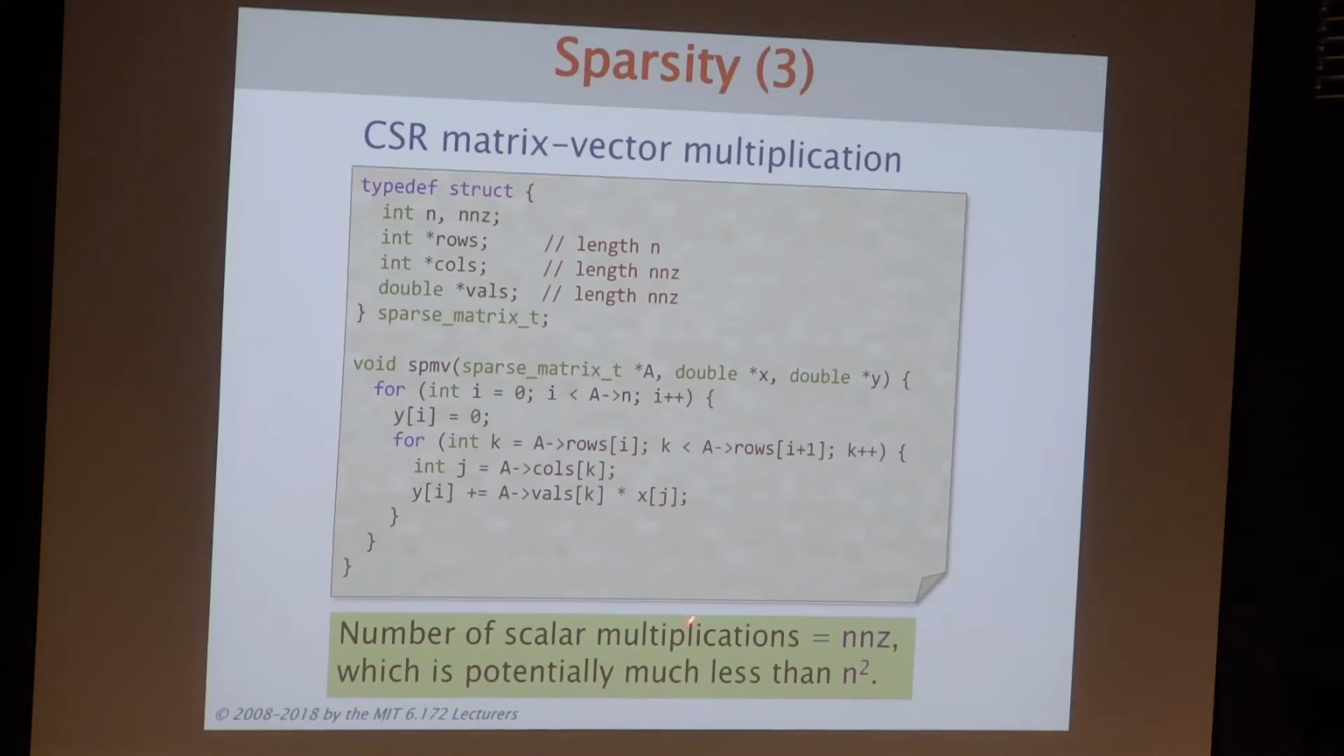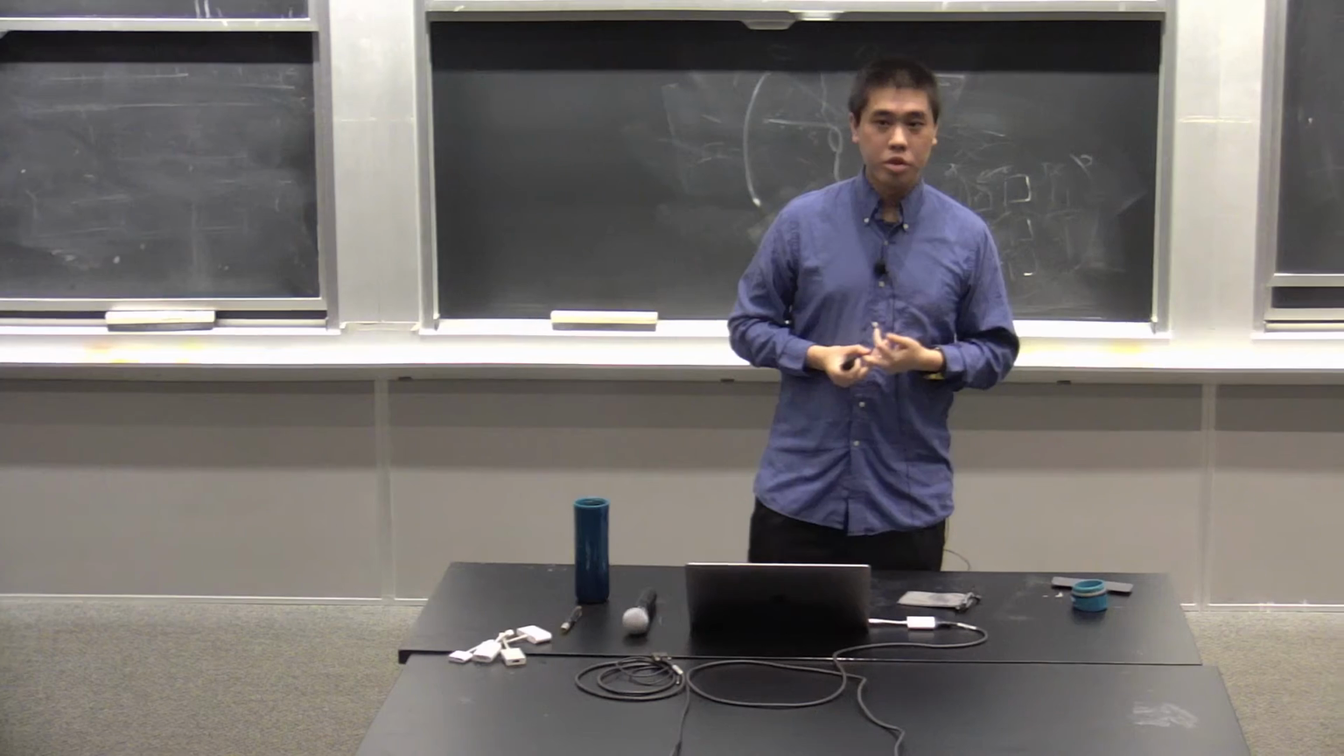And the number of scalar multiplications that you have to do using this code is just going to be nnz, because you're just operating on the non-zero elements. You don't have to touch all of the zero elements. And in contrast, the dense matrix vector multiply algorithm would take n squared multiplications. So this can be significantly faster for sparse matrices.